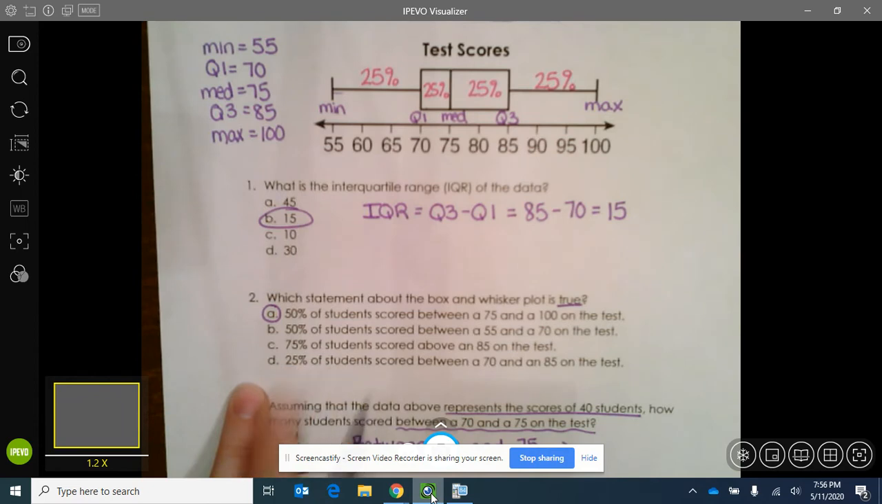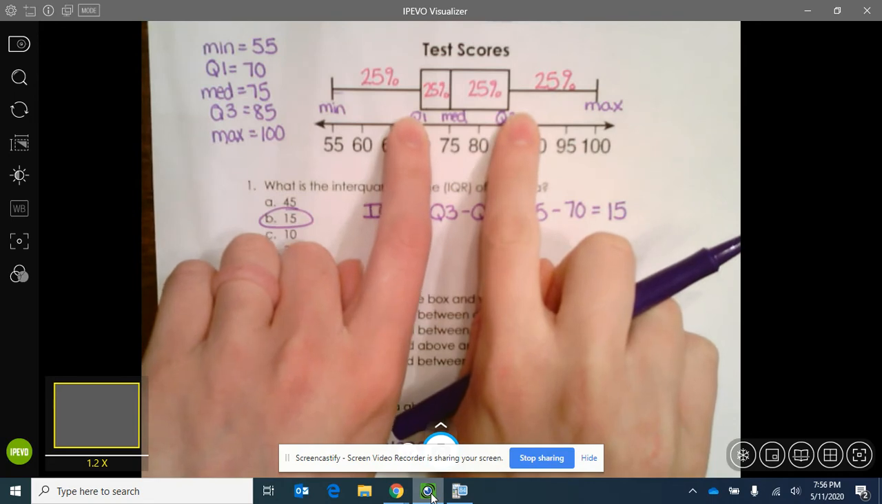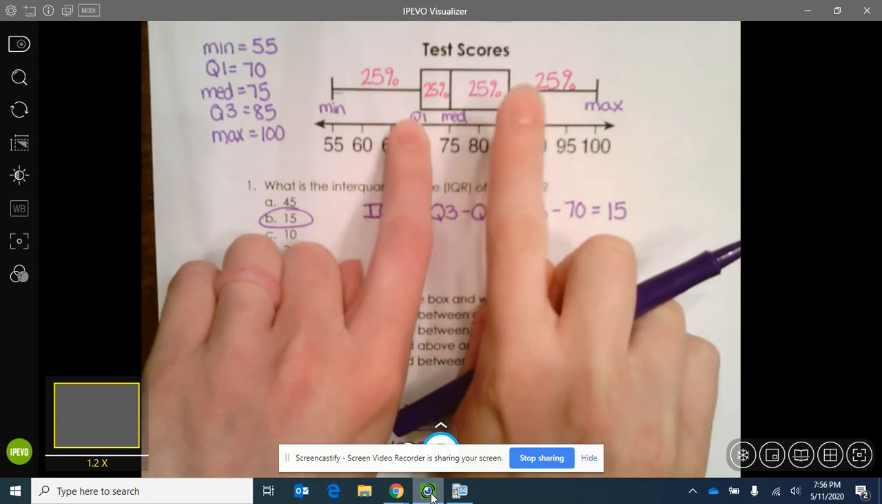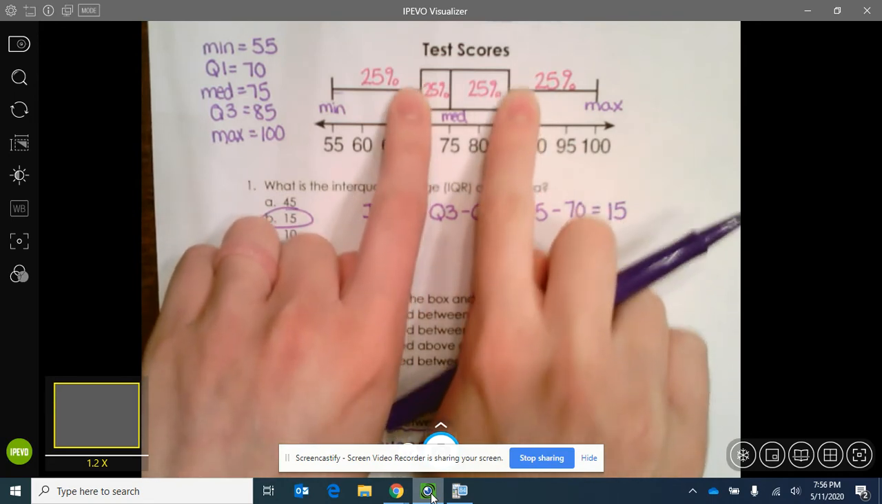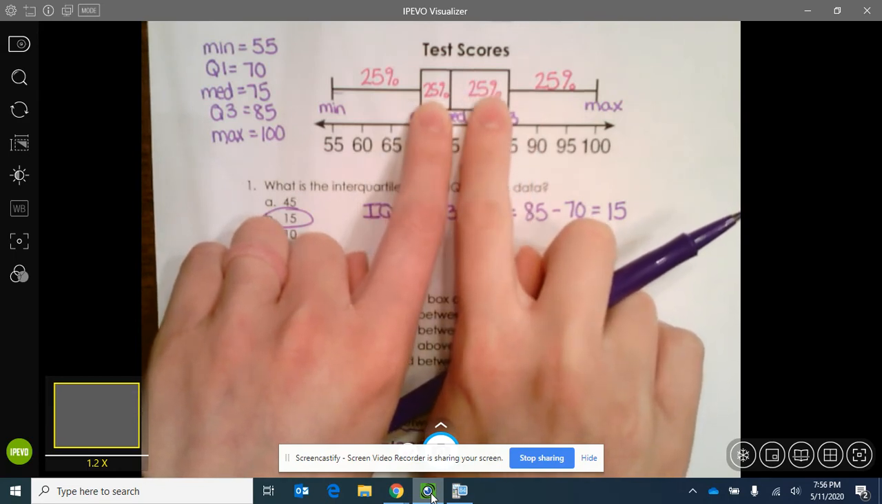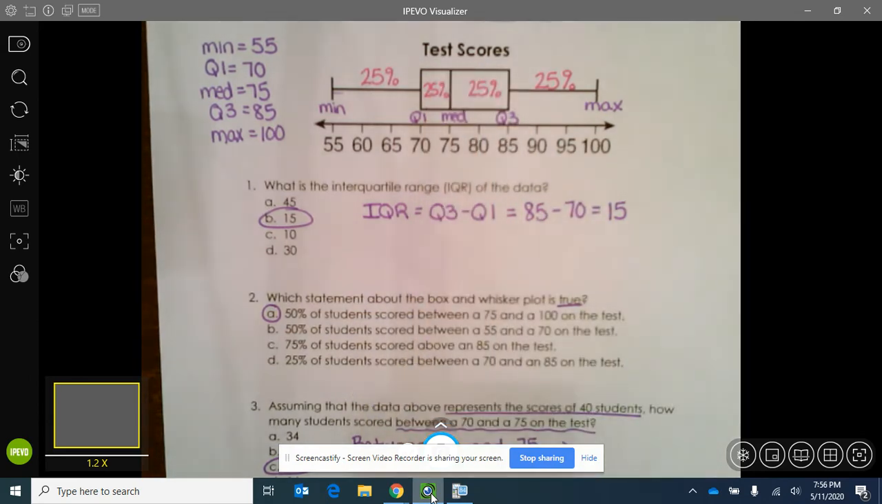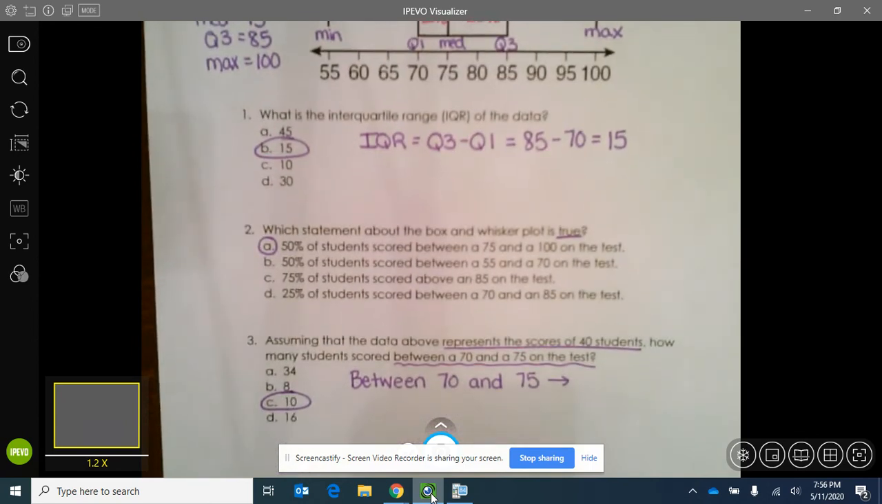And then letter D, 25% of the students scored between a 70 and an 85. Same thing. Go to your box and whisker plot, 70 to 85. That's the whole box. So that's one half of the box and a second half of the box. So that would be a total of 50% of the data, not 25%. So the only one there that was true was letter A. All right, let's look at 3.